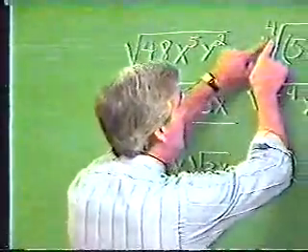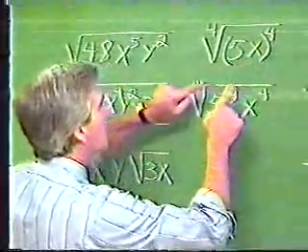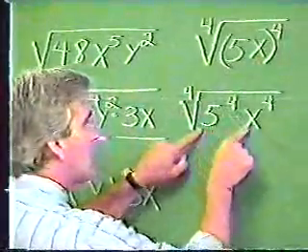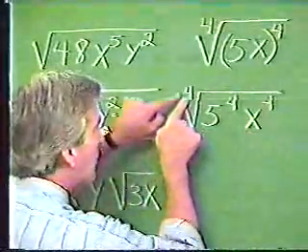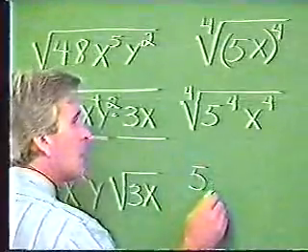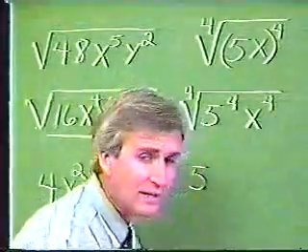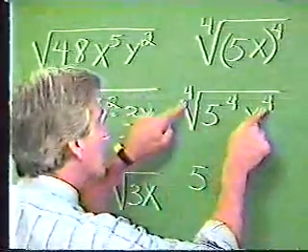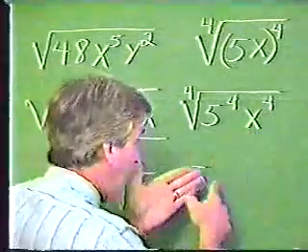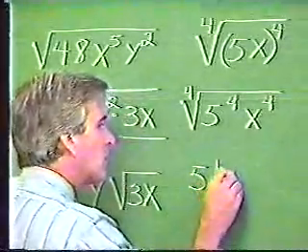For this one, the 4th root of 5x all to the 4th power. We can write 5x all to the 4th power as 5 to the 4th times x to the 4th. Now, the 4th root of 5 to the 4th is 5. And the 4th root of x to the 4th is x, well, not exactly. We have to assure ourselves, remember, in this situation, that our answer is going to be positive. So we'll have to write the absolute value of x.